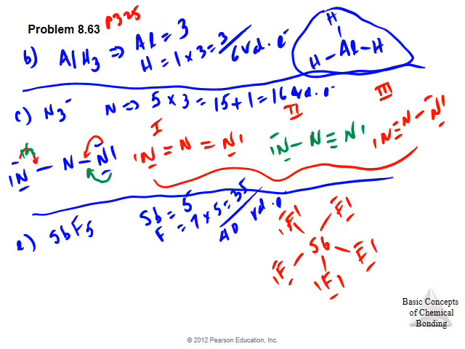But what you see here is the central Sb has too many electrons, and we have no choice. Whenever there are 5 bonds, it's going to break the octet rule. So in this case, each fluorine would have 8 electrons, but antimony would have 10 electrons. So it doesn't go by the octet rule.